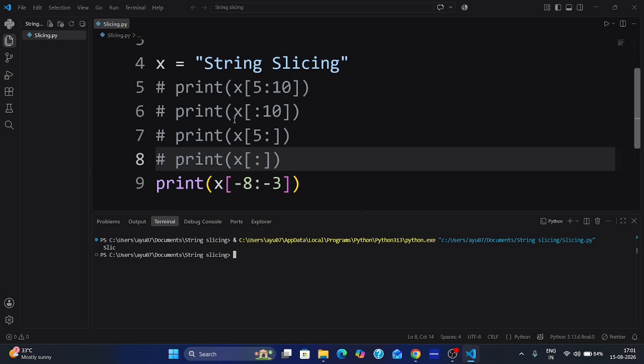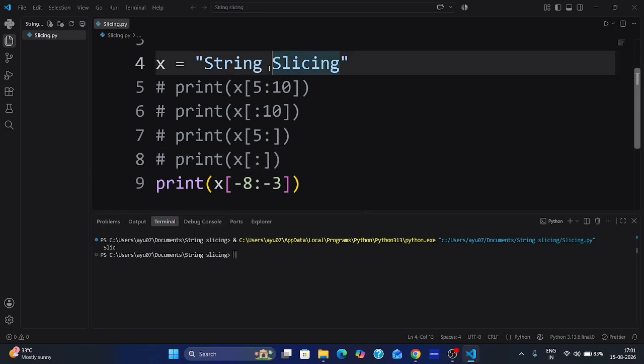Slic. Yes, I told you. Say slic is -1, -2, -3, -4, -5, -6, -7, -8. It will take from -8, -7, -6, -5, -4, -3. So it will take the previous one. So this is print slic.